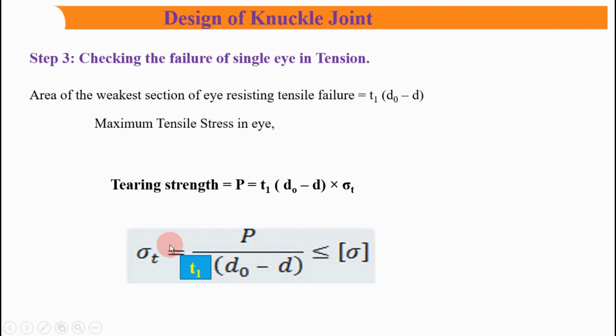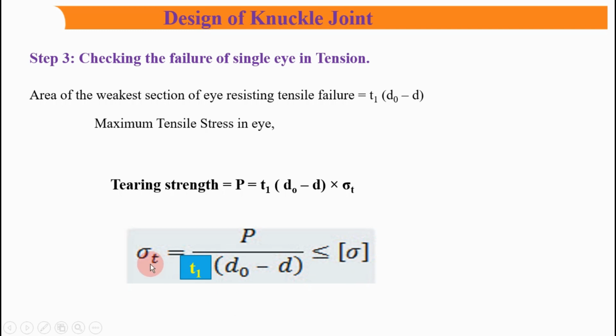And we need to equate this sigma T, and we have to calculate this value, that is sigma T is equal to P divided by T1 into DO minus D. Whatever value we have calculated for this sigma T should be less than the allowable sigma tensile load, which is given in the numerical, or which we have to select from a design data book for the given material.